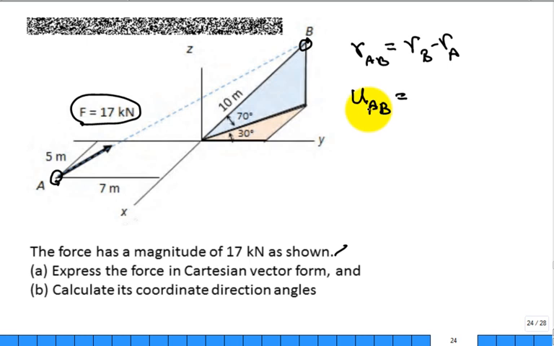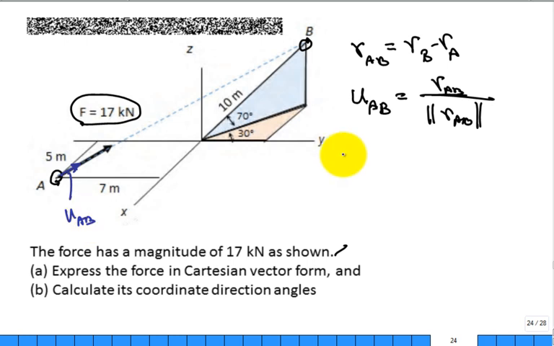What do I mean by a unit vector from A to B? I divide by the magnitude of that R. So R sub AB divided by the magnitude of R sub AB. Won't that give me a vector of unit length in the right direction? Yeah. So what I basically did was get a little unit vector right here, U sub AB.